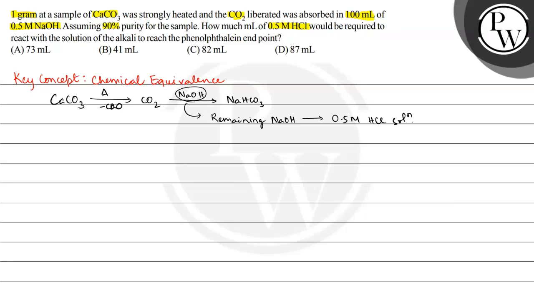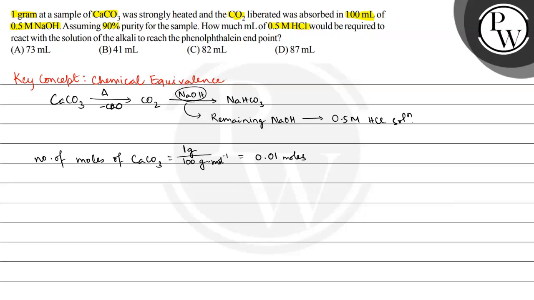Alright, so now let us first calculate the number of moles of calcium carbonate. So number of moles of calcium carbonate is equal to given mass divided by molar mass. So given mass है 1 gram divided by molar mass. Calcium carbonate की जो molar mass होती है that is 100 grams per mole. And from this we will get 0.01 moles. Alright. So this is the number of moles of calcium carbonate.